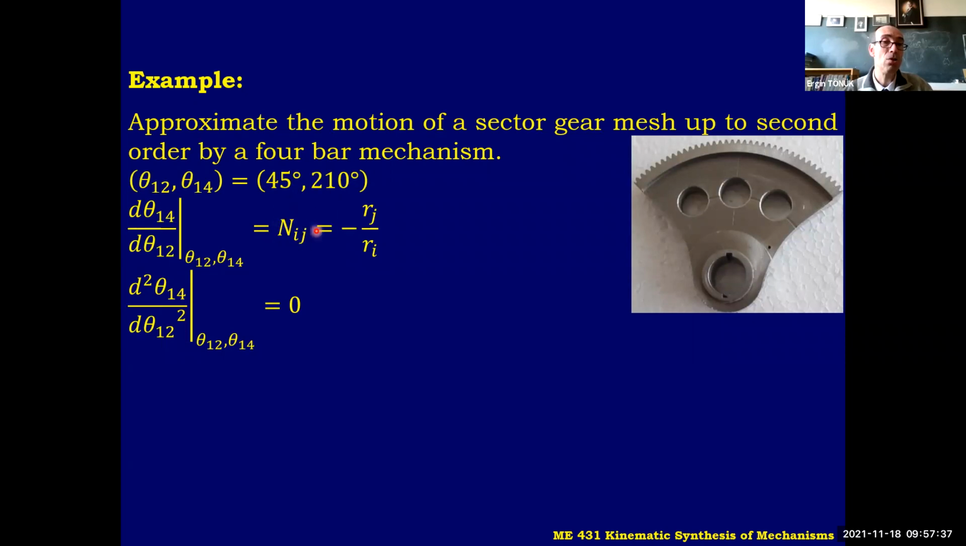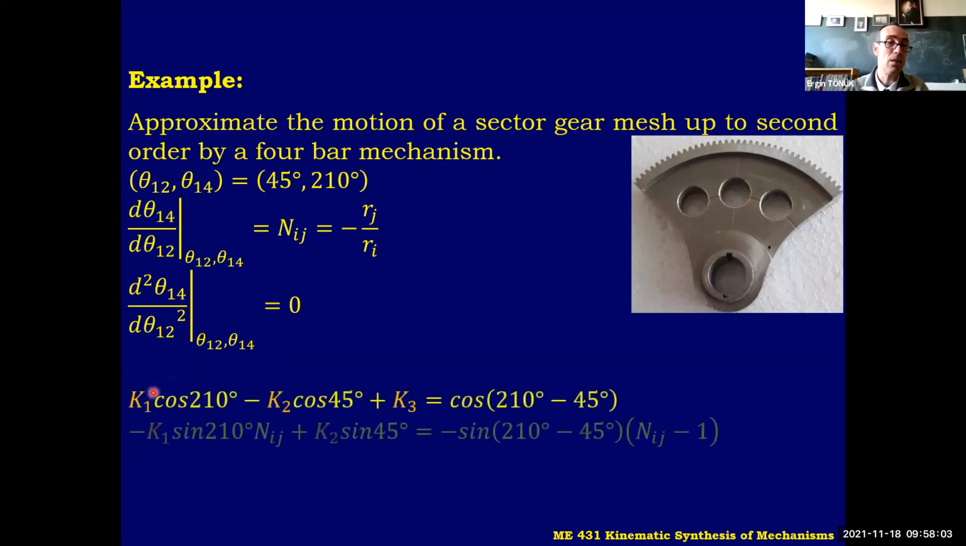The speed ratio is actually the negative of the reciprocal of, so this is I, this is J, the radii, or you might just say it's the tooth. So this is, if you like, TJ over TI if it were the full gear, okay? Which is actually given by the design, and the second rate is 0. So I'll just substitute those into my equation.